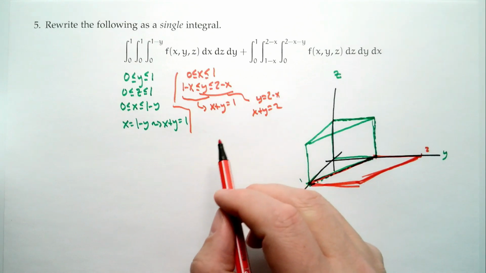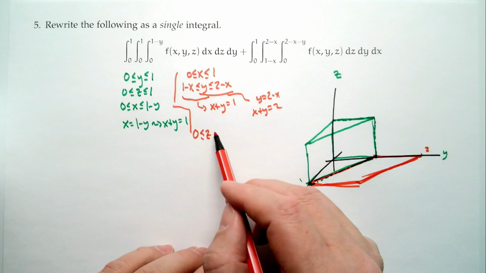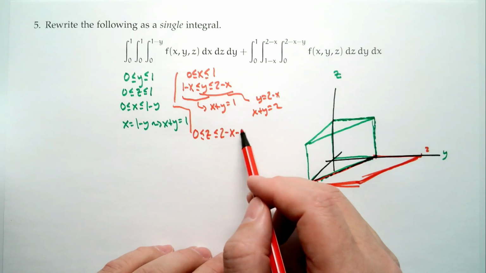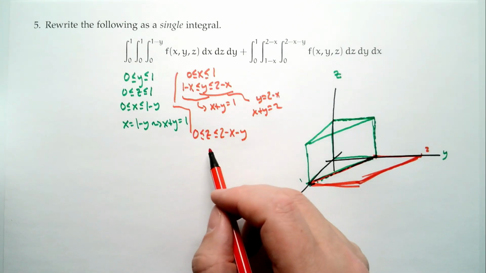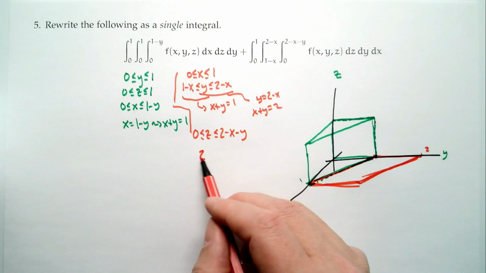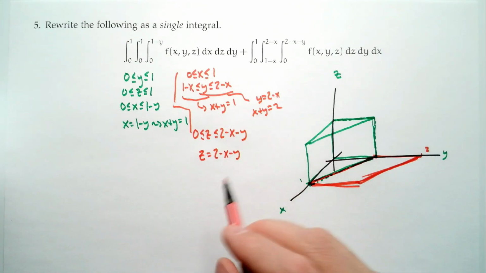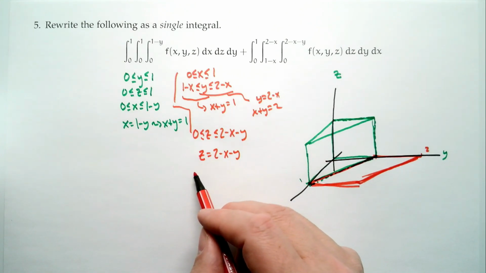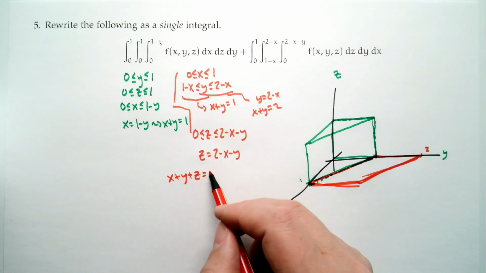Now we come to our last part. So our last part says 0 less than or equal to z, less than or equal to 2 minus x minus y. Now z equals 0, that's easy. That's the xy plane. So it actually does start down here where it's been marked. So what about this other one? Z equals 2 minus x minus y. Well, that happens to be the same as z plus x plus y equals 2.